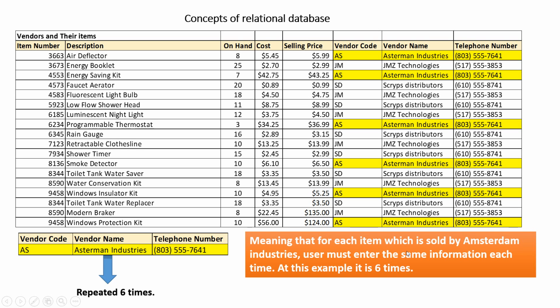Meaning that for each item sold by Asterman Industries, the user must enter the same information each time, and this is 6 times. So 6 times you would enter the same phone number, 6 times the same name and same vendor code. Imagine if this vendor had 1000 items or 500 items. Like, imagine that this vendor is Sony, right? Sony has a lot of items. So this is a problem.